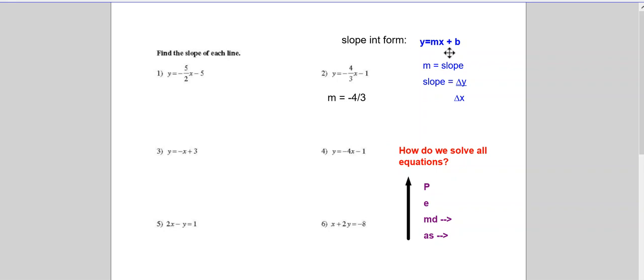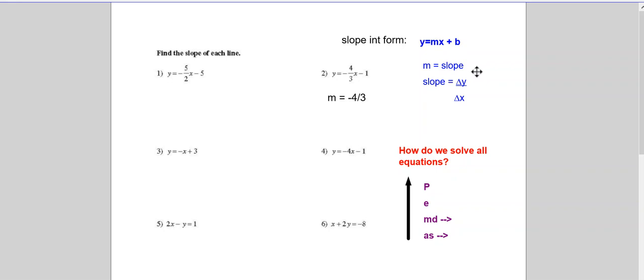y equals mx plus b. And the m is the slope. What is the m called? It's called the coefficient of the x. You got to always review your vocab. What's the b? That's the y-intercept. It's also called a constant, because there's no variable with it. It's a number by itself. And obviously x and y are variables.